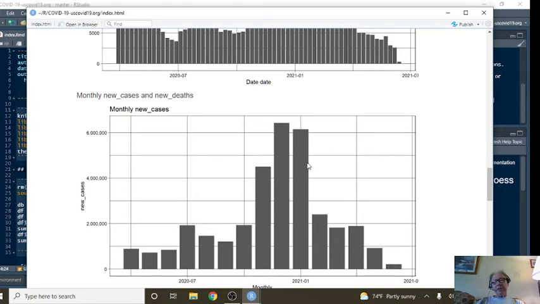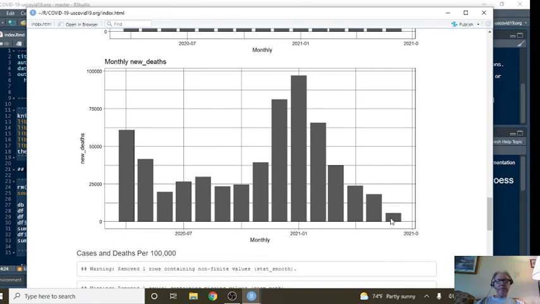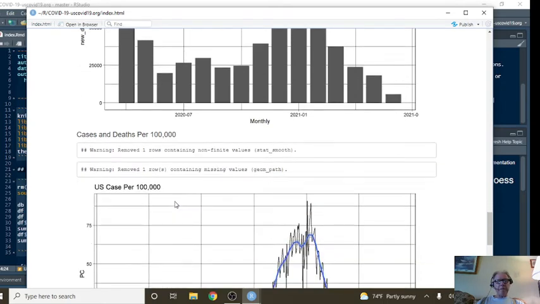This is monthly cases. June is going to shape up to be the lowest number of cases so far for any single month. And look at this. This is July, June, May, April. Look at how low deaths are going to be for June. Lower than any previous month.